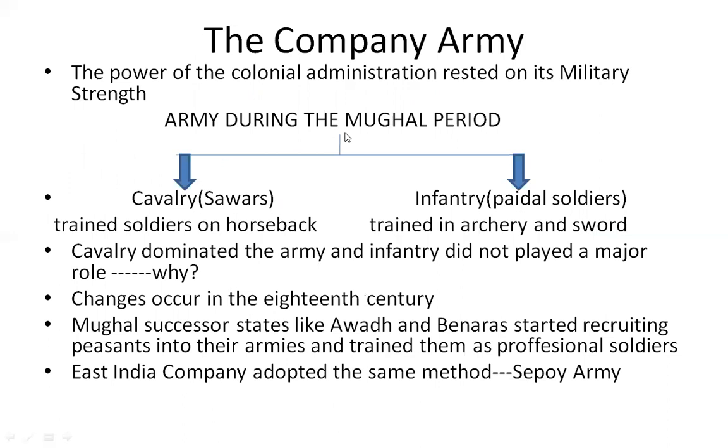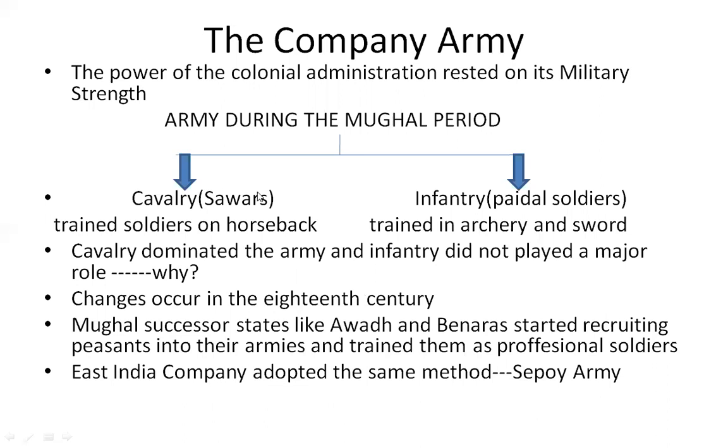The power of the colonial administration rested on its military strength, means how strong the army was. So that defines the colonial administration. So the army during the Mughal period was divided into cavalry and infantry.